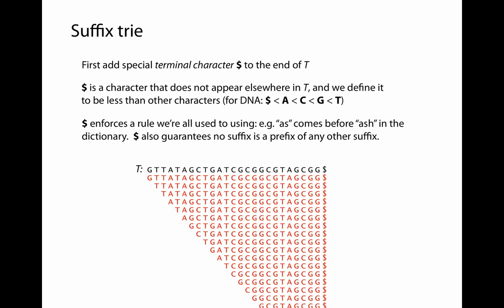And you'll see the role that the $ sign plays a little later on, but intuitively you can think of the $ sign as enforcing a rule that we're all used to, which is when we're trying to put words in dictionary order, and we have a word that's a prefix of another word, we know the rule, which says that the shorter of the two words goes first alphabetically. You can think of the $ sign as removing the need to have a special rule for resolving that case, because the $ sign always makes it unambiguous what the lexicographical order of two suffixes is.